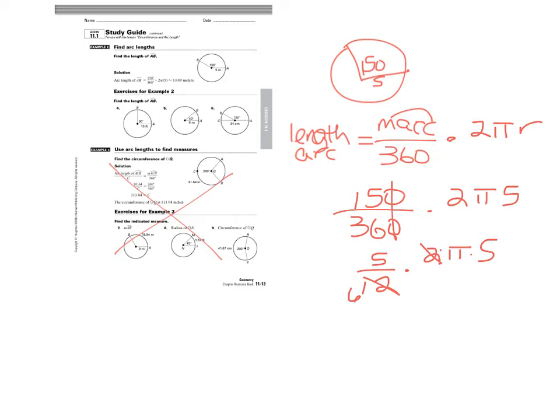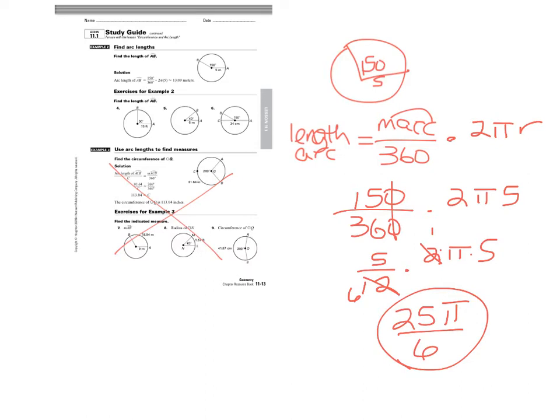All right. So here I simplified the 12 and the 2, and I made the 2 a 1 and the 12 a 6. So now I'm going to multiply what's left. I can't simplify anything else. So I'm going to multiply straight across. 5 times 5 is 25 pi over 6. So left in terms of pi, that is your answer. We are not going to multiply it out. We're leaving it in terms of pi.